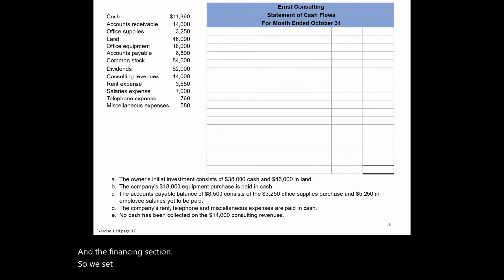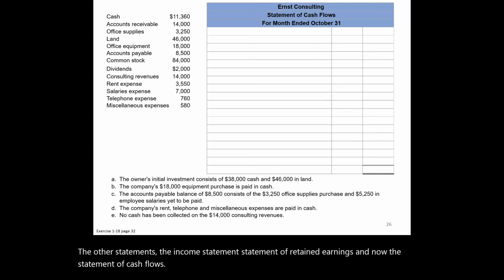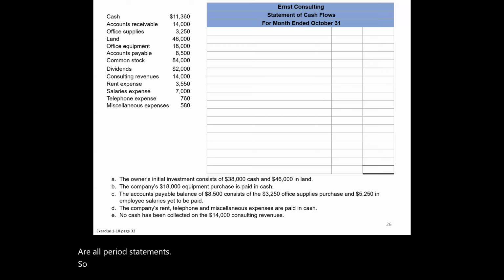So we set up our template. Again, notice the 3-line header, name of the company, name of the statement, and because the cash flow statement is a period statement, it states for the month ended October 31st. Now, recall that the balance sheet was for a specific date. It was as of October 31st. The other statements, the income statement, the statement of retained earnings, and now the statement of cash flows, are all period statements. So again, balance sheet is like a snapshot, a photograph, whereas these other 3 statements are more like a video, a movie.